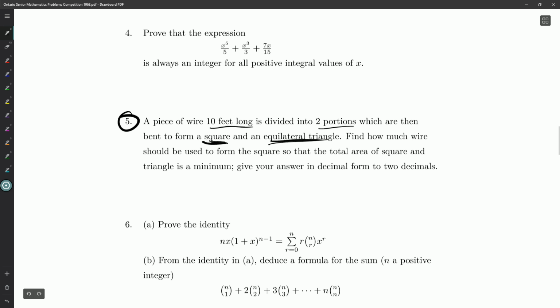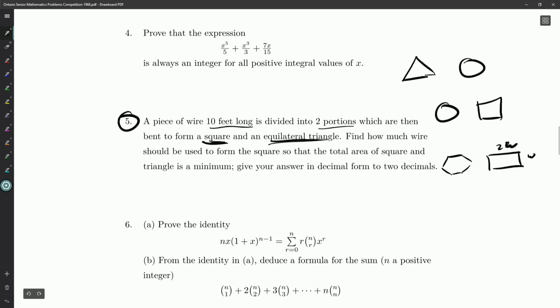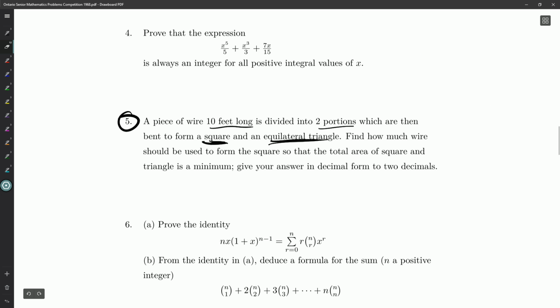Sometimes it's just about shapes. I've seen it with triangle and circle. I've seen it with circle and square. You can make it anything. If you want a regular hexagon and a rectangle whose length is twice its width, you can do that. There's lots of ways to do this sort of question. It's the same process, it's just a slightly different equation for setting up.